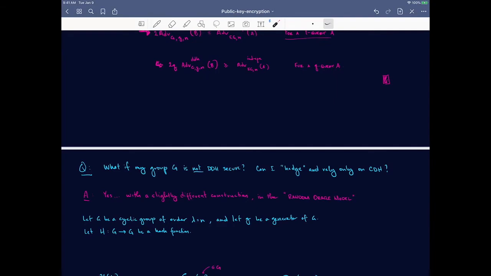But what if my group G is not DDH secure? Like what if I'm stuck working with Z star P instead of the quadratic residues mod P? Or what if I'm working in a group where the best known attacks for DDH suddenly get better, whereas the best known attacks for CDH don't?